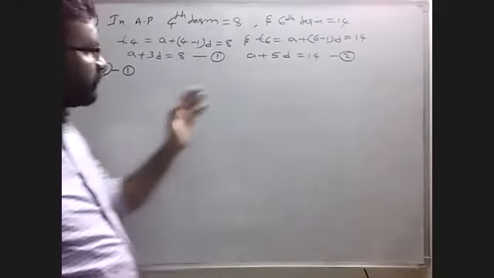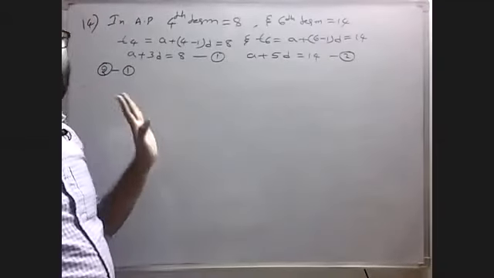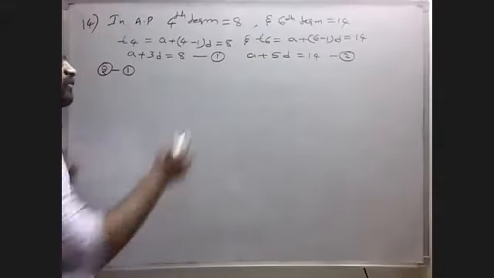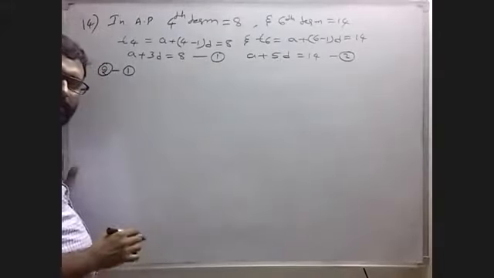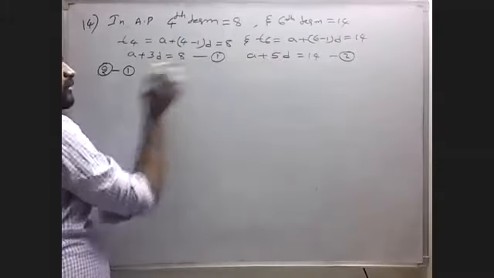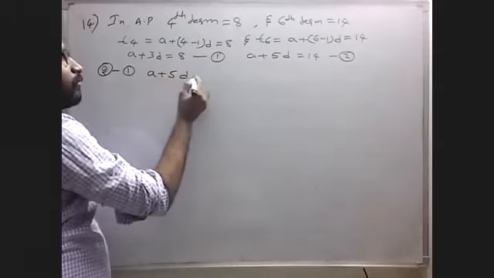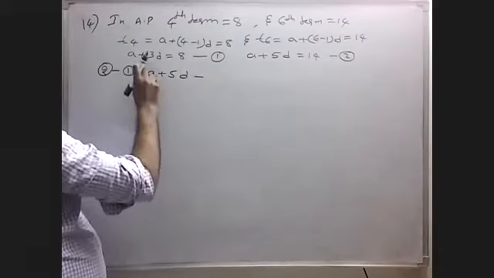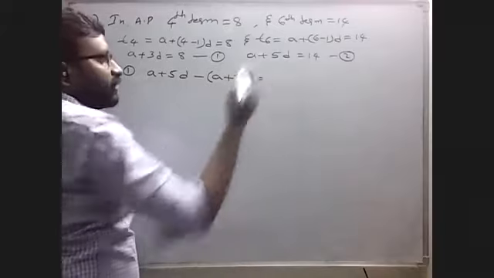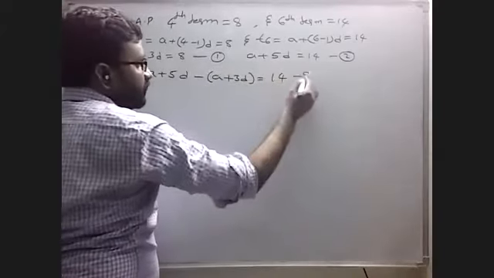Why? Because in the second equation the values are big, 5D and 14. This is small, 3D and 8. So if you subtract this from this, you will get positive values. First I am writing the LHS. Second equation LHS, A plus 5D, minus first equation LHS, A plus 3D, is equal to second equation RHS minus first, 14 minus 8.